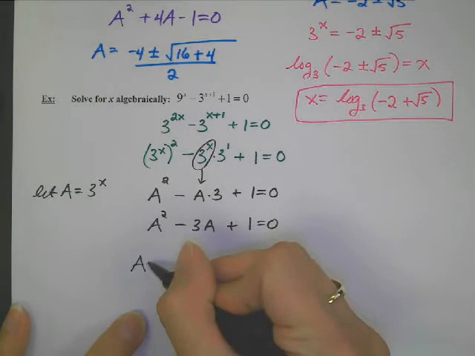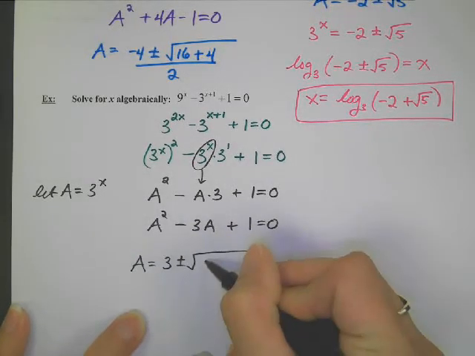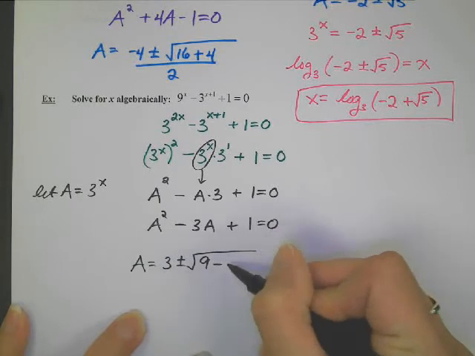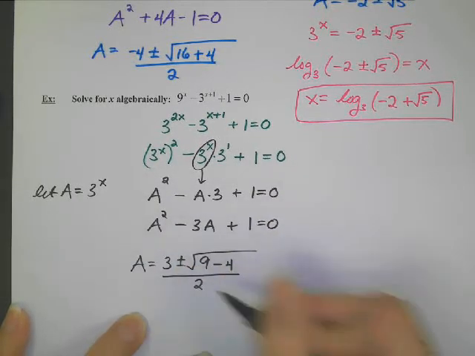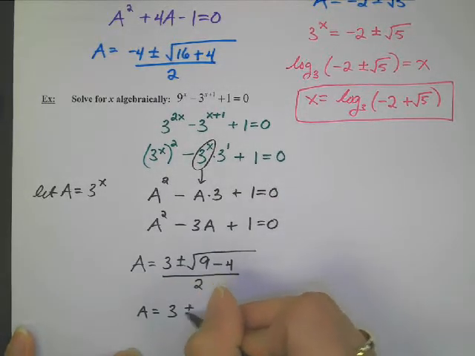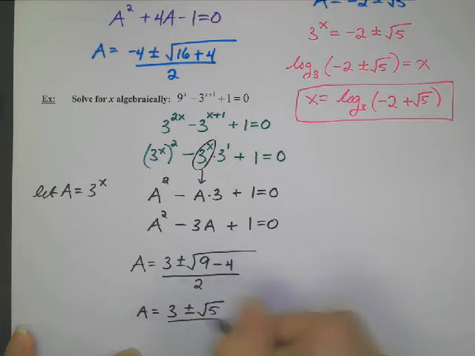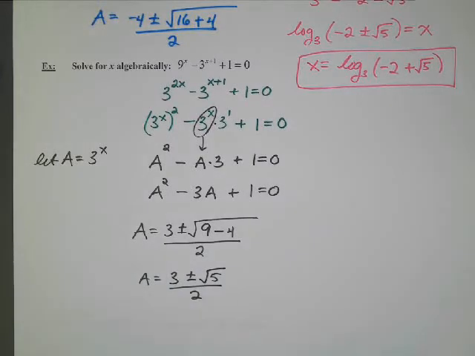So let's solve. a equals negative b plus or minus the square root of 9 minus 4ac, all over 2. So a is 3 plus or minus radical 5 all over 2. Nothing can cancel, so you can leave it like that, or you could separate it into separate fractions if you like. But I think it's time for 3 to the x to come back.